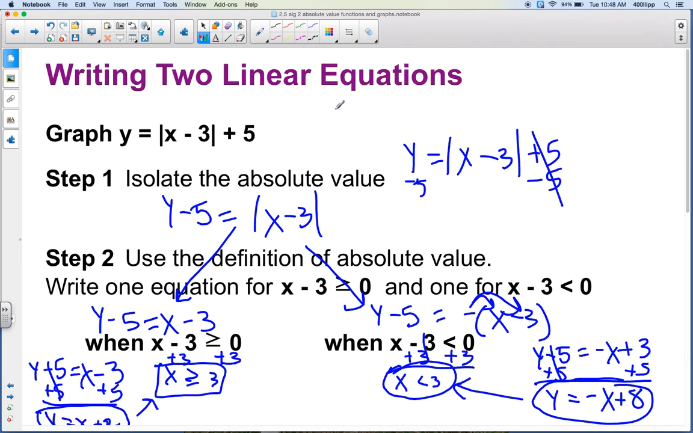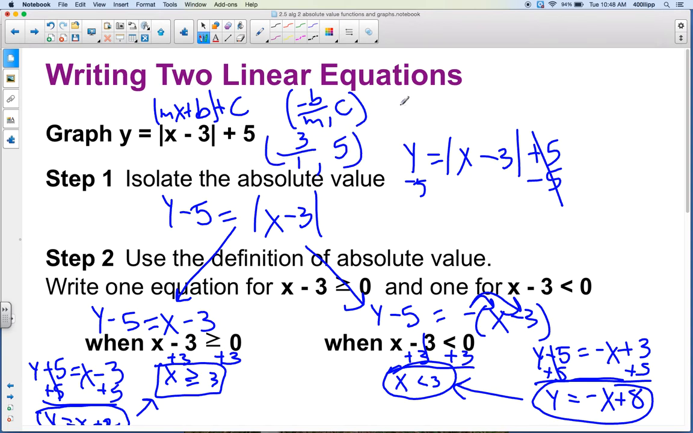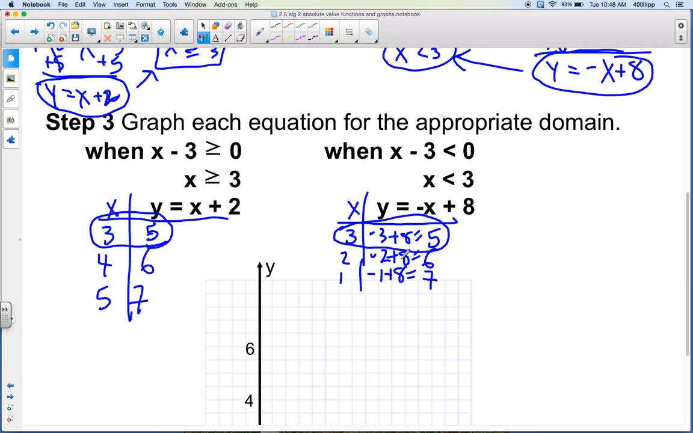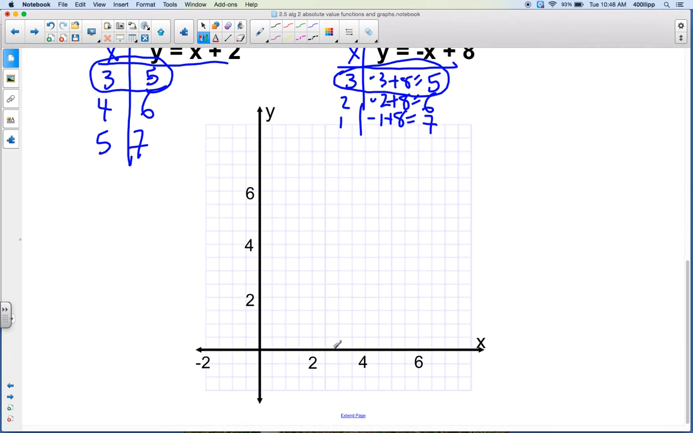And if we did it the other way that we did before, in mx plus b plus c here, and we did negative b over m comma c, look what happens. We get negative negative 3 over m is 1, comma c. And we get our vertex to be 3, 5, which is where these lines are crossing, the same as what we got for the vertex. So here's 3, and then here's 5. Okay, that's 3, 5.